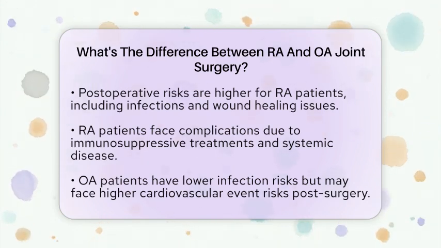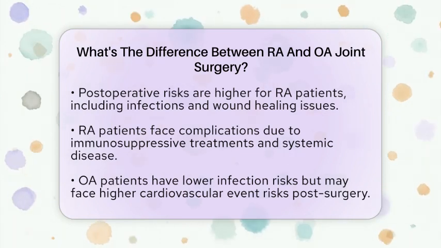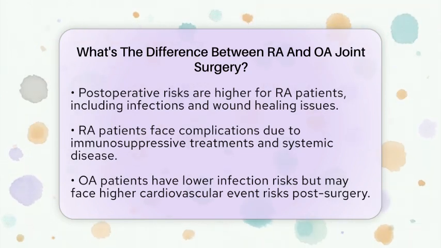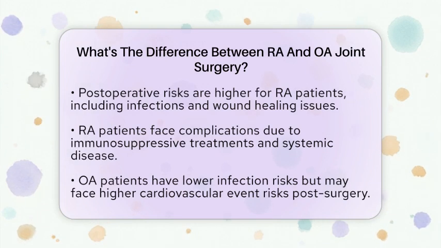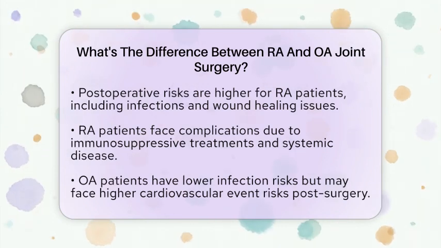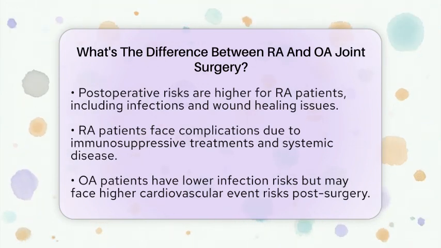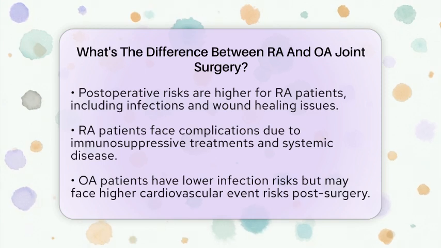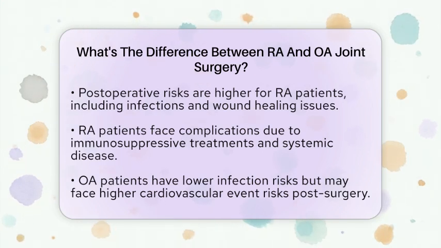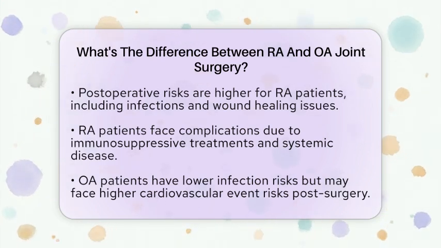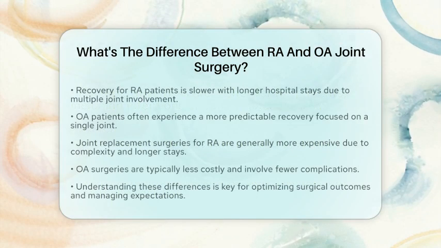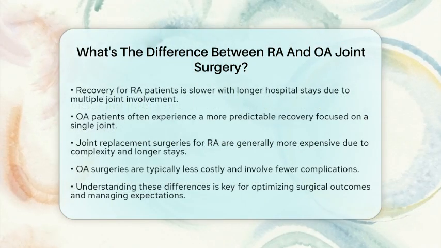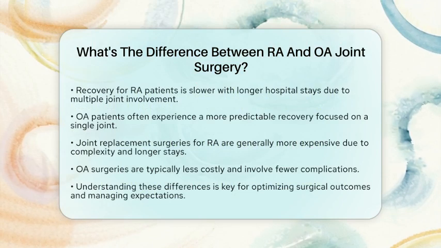Recovery can vary significantly as well. Patients with rheumatoid arthritis may have a slower rehabilitation process and longer hospital stays due to multiple joint involvement and the effects of their systemic disease. Conversely, those with osteoarthritis often have a more predictable recovery trajectory focused on the single joint that was replaced.